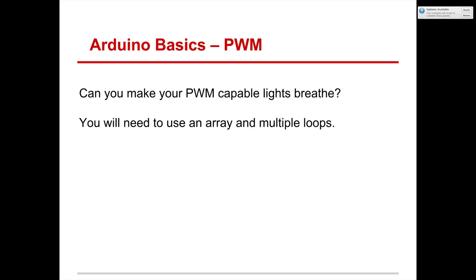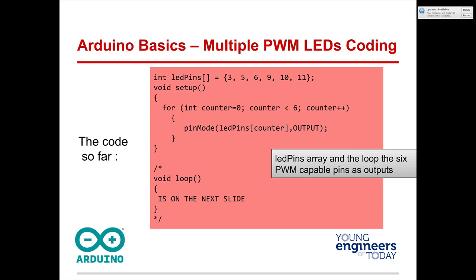Can you make your PWM capable lights breathe? You'll need to use an array and multiple loops. So this is how we're going to set it up. We start off by defining our variables so they can be seen throughout the program, outside the void setup loop. You have LED pins bracket 3, 5, 6, 9, 10, 11. You have void setup, and then you have void loop. We're not going to worry about void loop on this side. It'll be on the next slide.